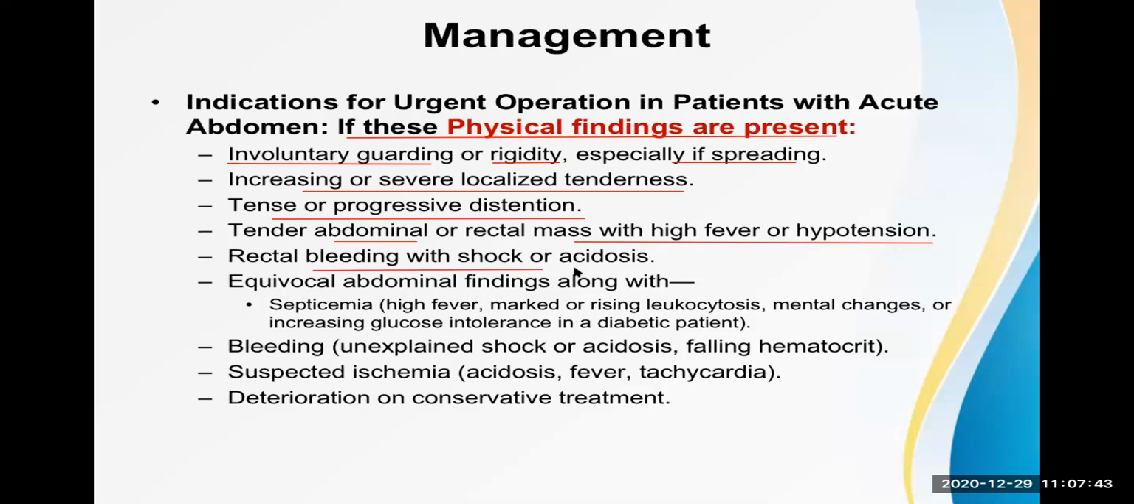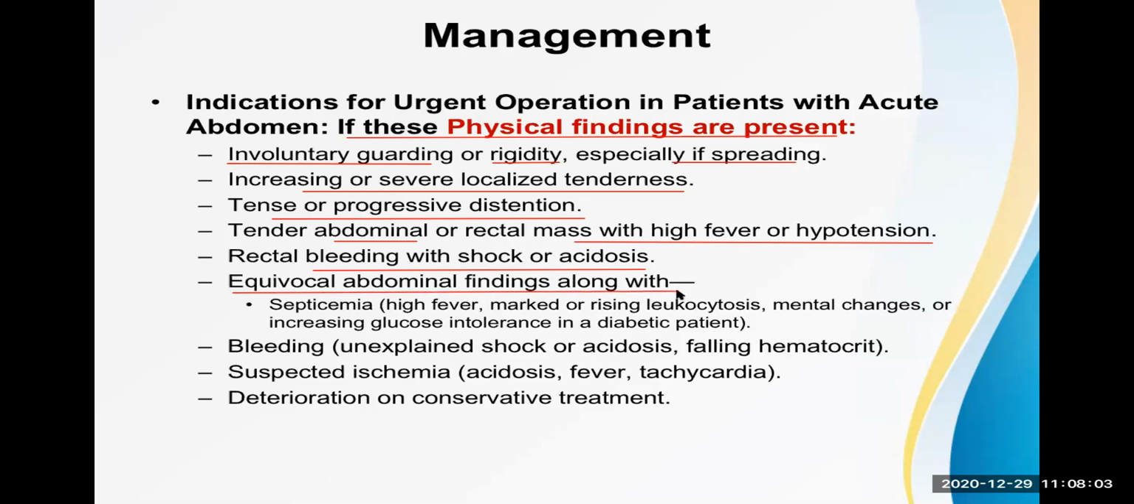Rectal bleeding with shock or acidosis. You probably cannot control this rectal bleeding from outside, and the patient has already developed shock, and this acidosis is because of shock. This is a type of metabolic acidosis. So you don't have any option left apart from surgery.